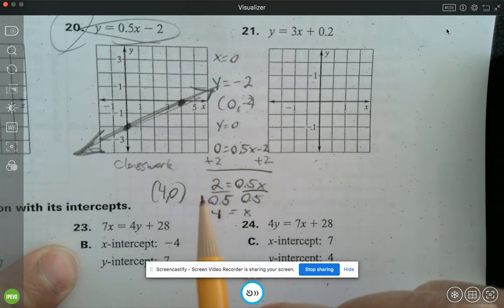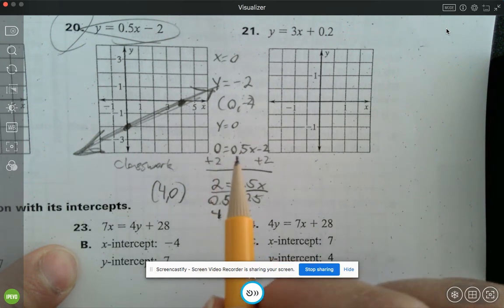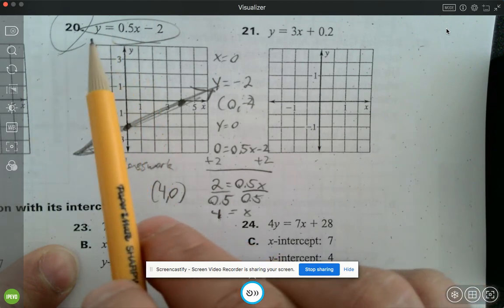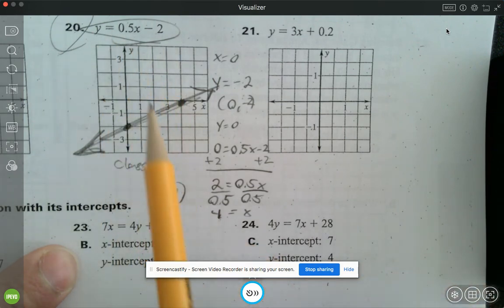I know for the homework I sent you home with, I think 1 or 2 of them I asked you to use x and y intercepts with an equation that looks like this. I think there was one like that.